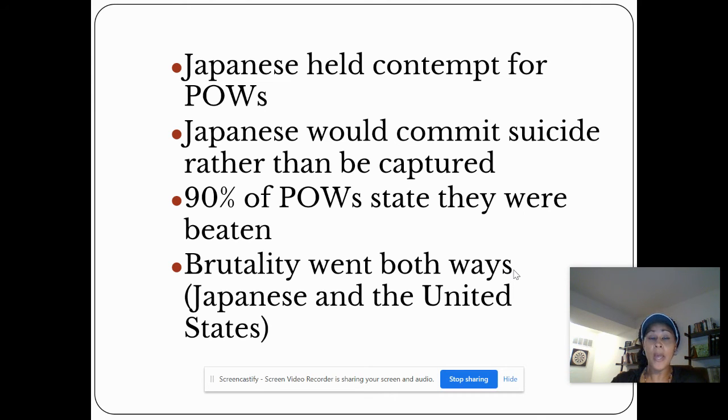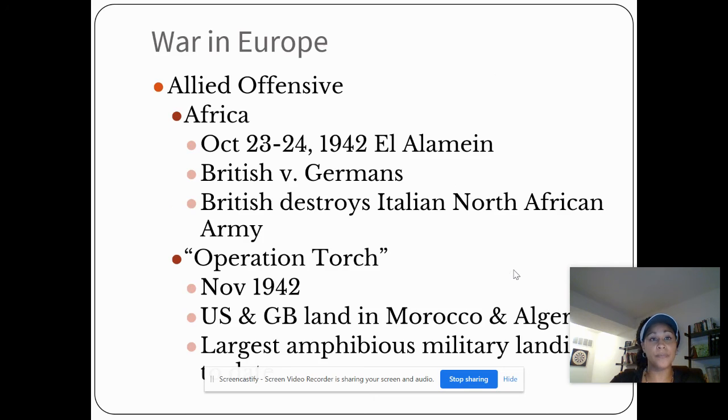We couldn't beat them. Even though we were making baby steps and finally getting there, at that point we were losing so many men. And this is why we get to the point where we decide on the most difficult decision I think the U.S. ever has made, which was using the atomic bomb. Okay, so we'll talk about that soon.